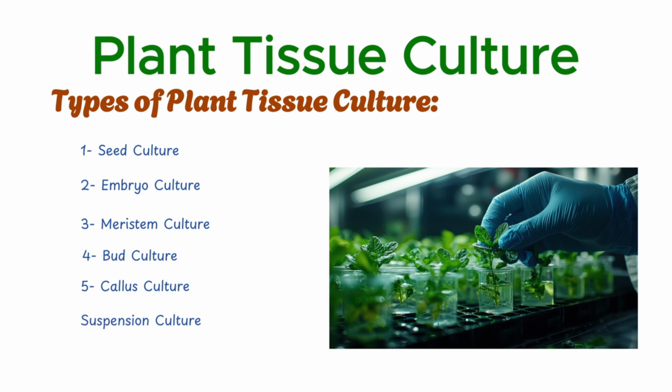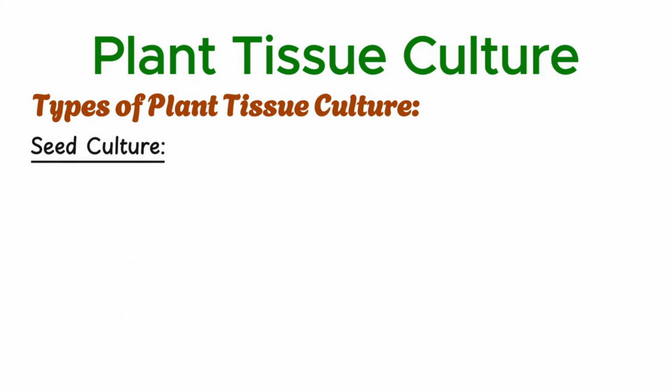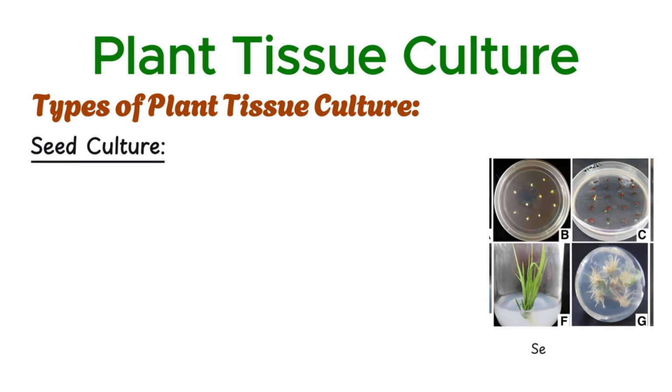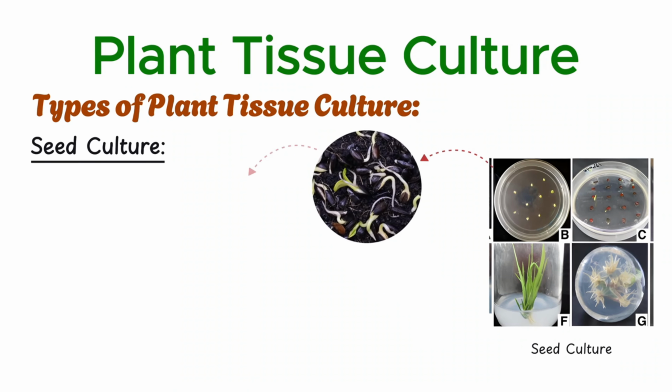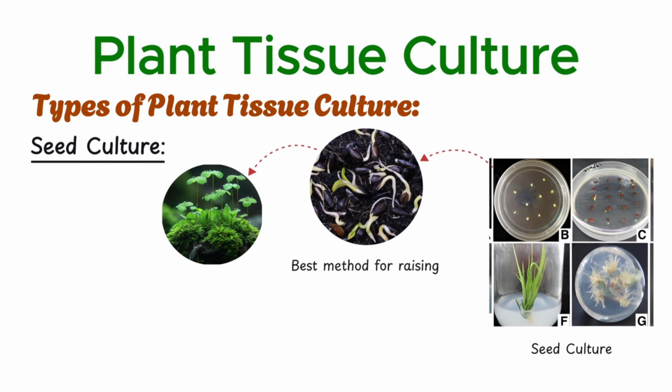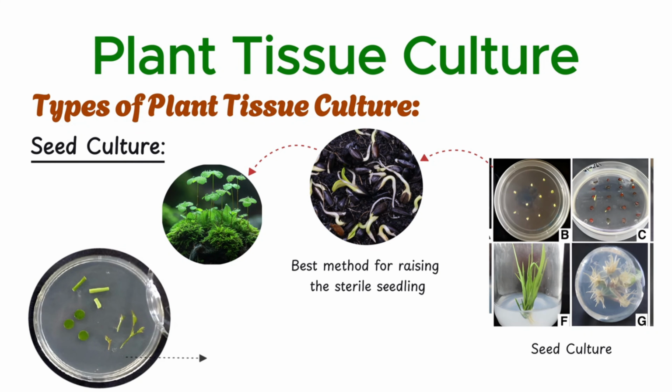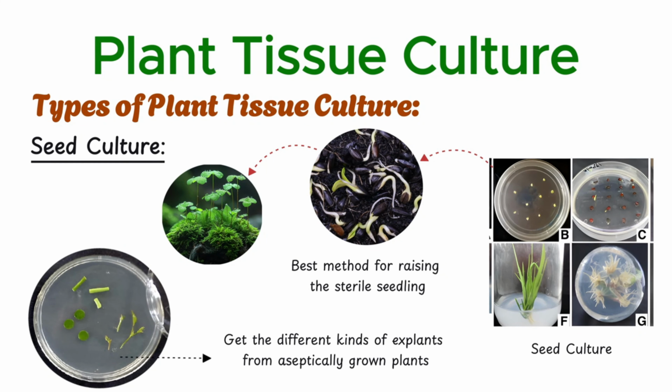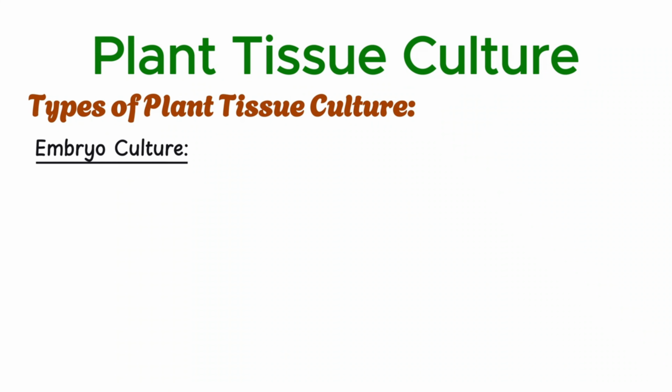Let's explore the 8 main types of tissue culture techniques. The first one is seed culture. Seeds may be cultured in vitro to generate seedlings or plants. It is the best method for raising the sterile seedling. The seed culture is done to get the different kinds of explants from aseptically grown plants, which help in better maintenance of aseptic tissue.